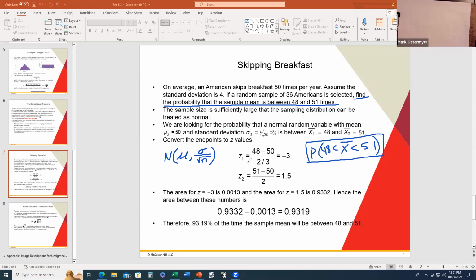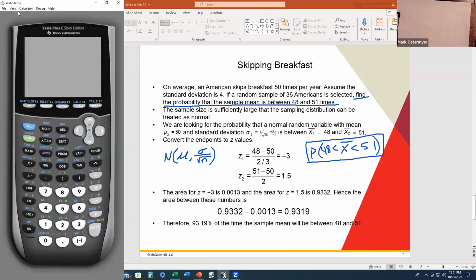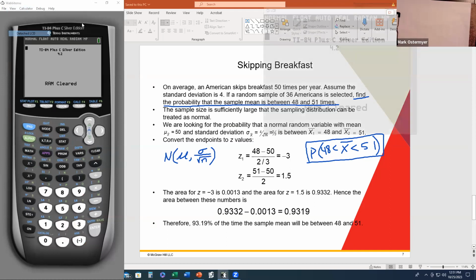Now, we don't have to standardize the endpoints to conform to the standard normal distribution. I argued that that was something we did in the old days when we had to use the tables. But now we have our calculator, our wonderful TI-84, that basically renders that obsolete. So let's bring up our calculator here, and let's bring up the normal CDF function.